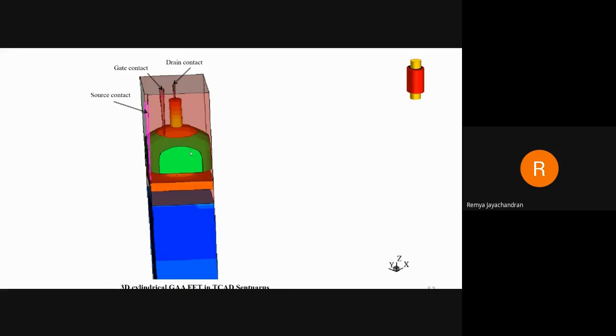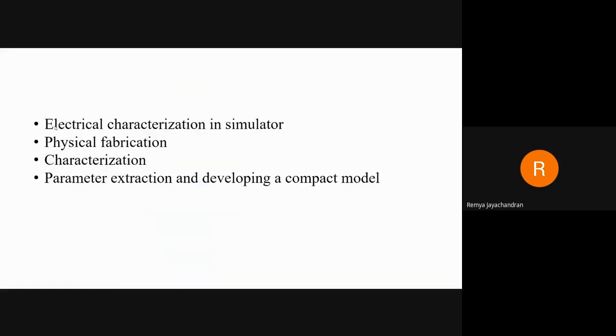So if you need any modification, you can go back and change the fabrication steps, and again you can characterize it. And once you get the required specification, you can go for the fabrication of the device. So you can do the electrical characterization in the simulator, and then you can go for the physical fabrication, then the characterization of this device, and from that you can extract the parameters and you can develop a compact model for that device.